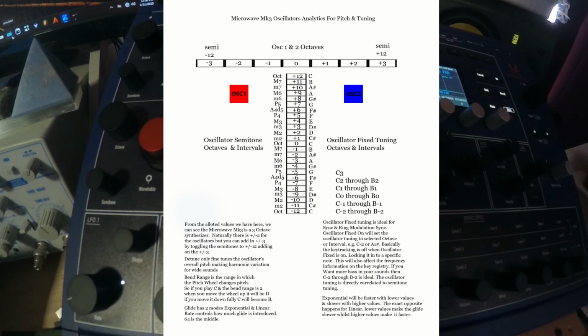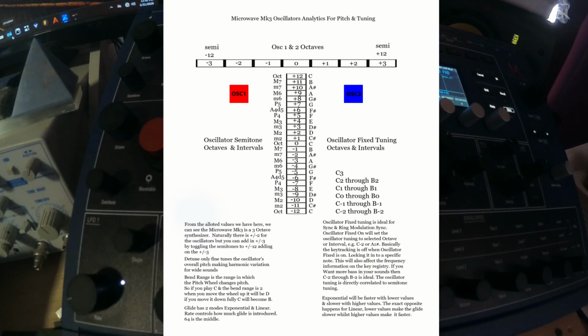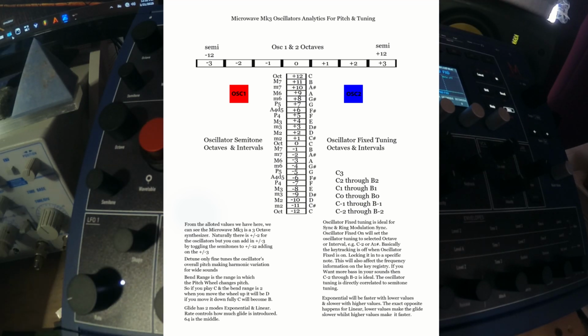As far as the oscillators are concerned, 0 for the octave is the center point. You can go plus minus 1 or plus minus 2. How do you get the plus and the minus 3s? You add in the negative 12 or the plus 12 on the semitones. Now, oscillator fixing makes it to where there is no key tracking.